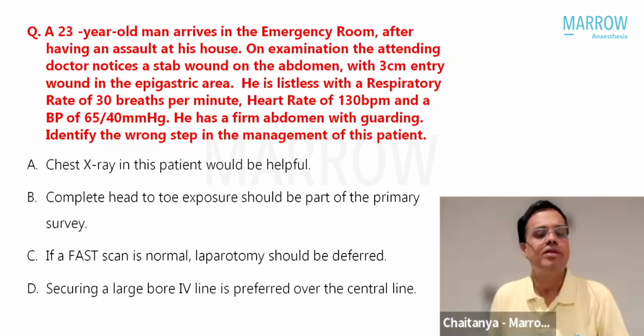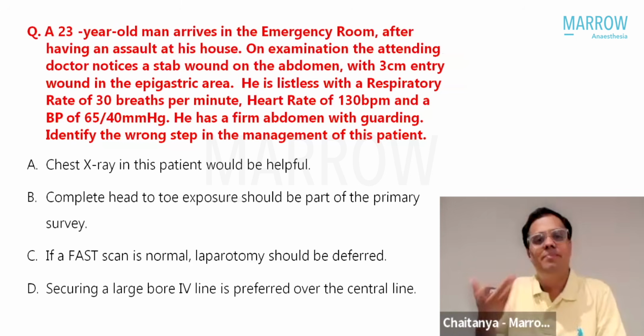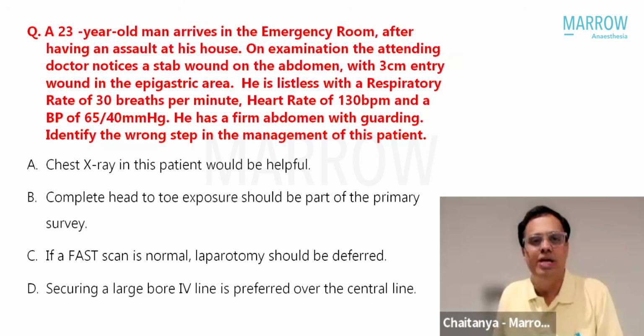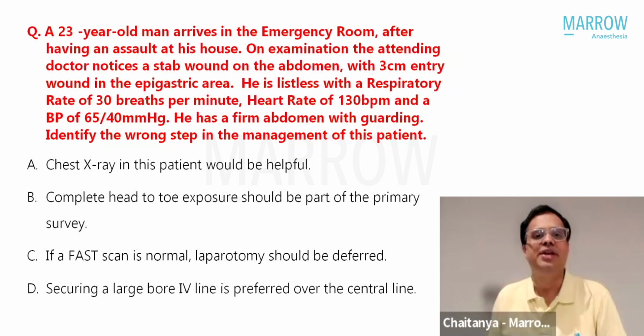But whereas hollow viscus perforation, you cannot pick up with FAST scanning. So doing a FAST scan and thinking that the patient is normal because the FAST scan is normal might not be a right answer logically. So option C is the wrong step. If you are seeing an unstable patient, then definitely go and open it up. No surgeon would like to wait. An unstable patient himself is an indication for getting operated, so there is no point of FAST scan in this scenario, right?